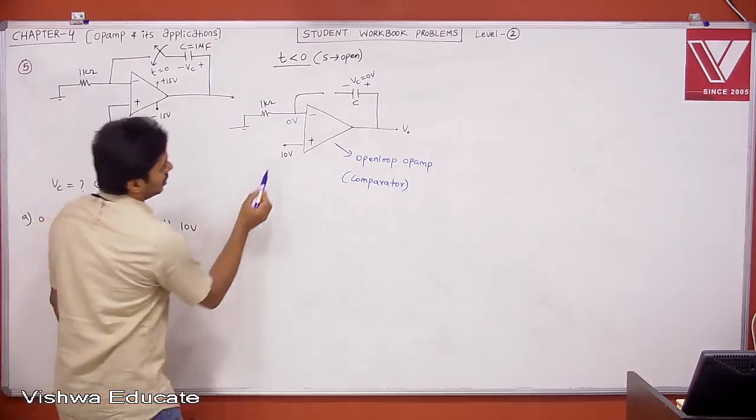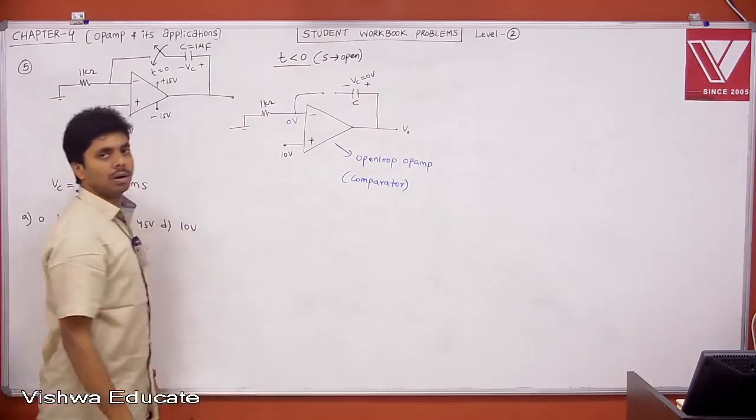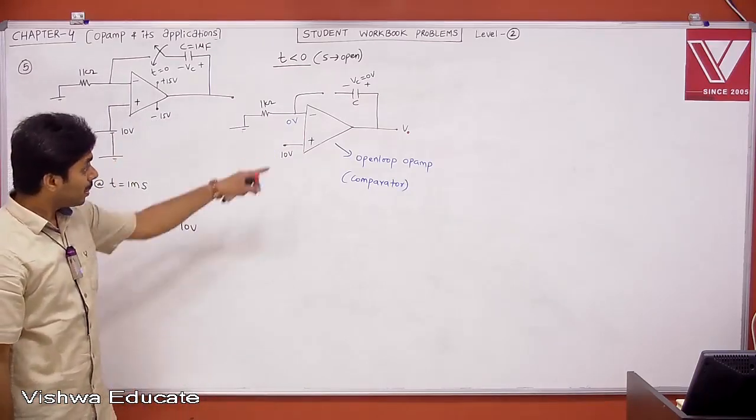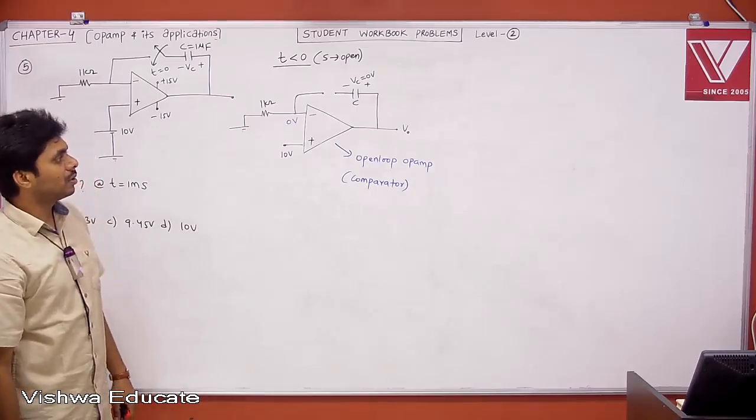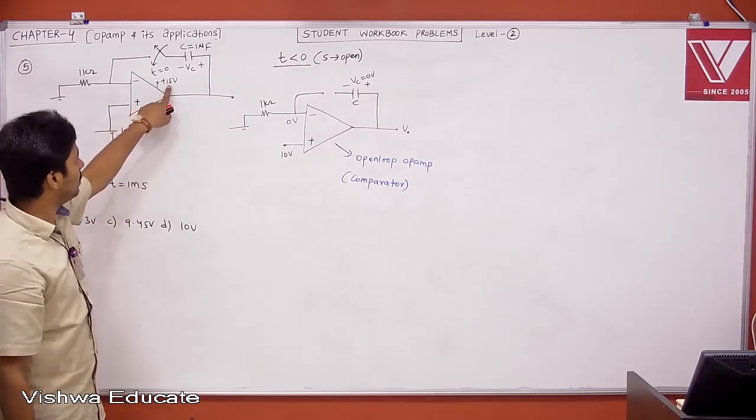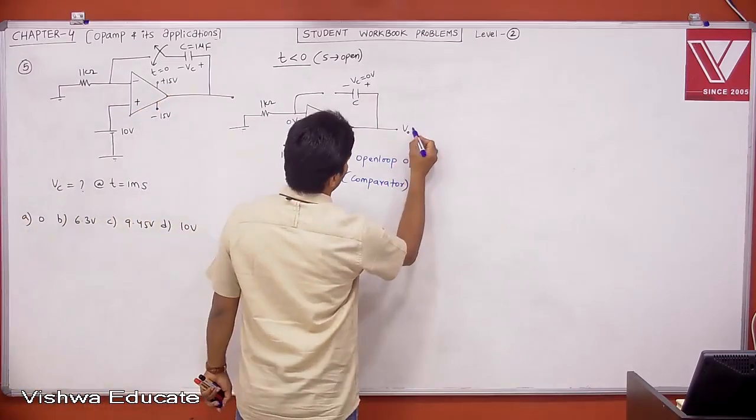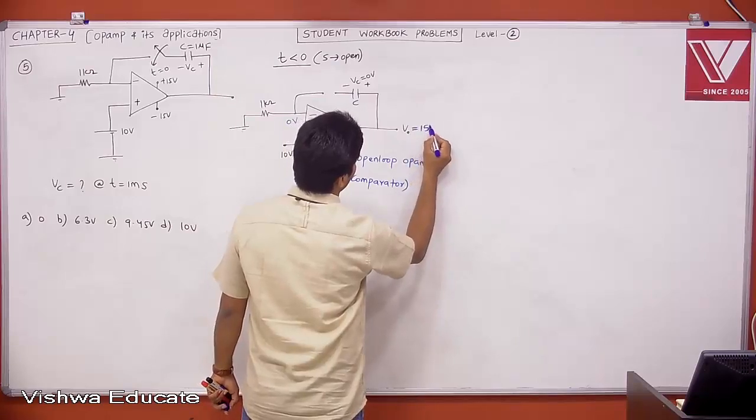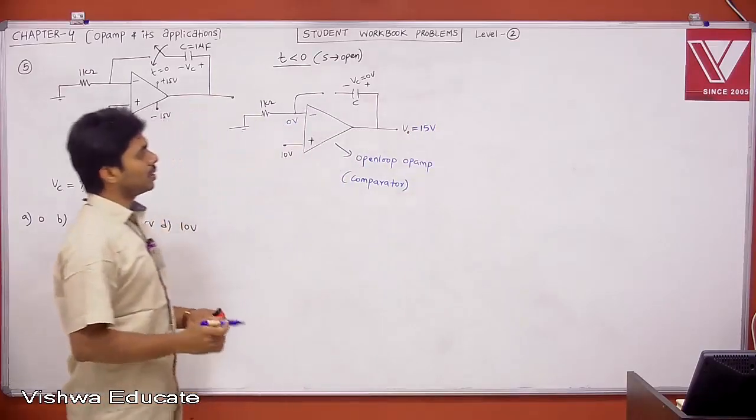Now tell me, this is 10, this is 0. Which one is more? Plus is more. Then what is your output? You'll get plus VCC. What is plus VCC? Which is already given, 15 volt. Therefore, what is your V0? V0 is 15 volt. That is your voltage V0.